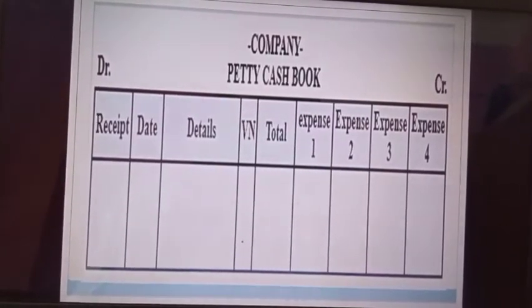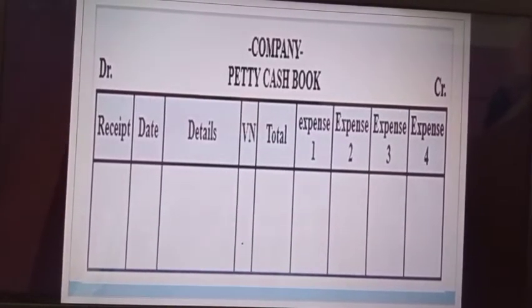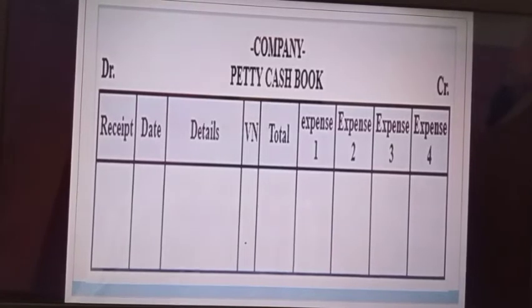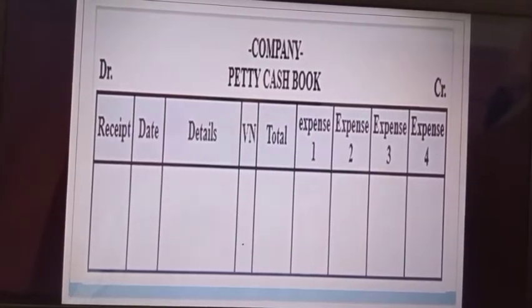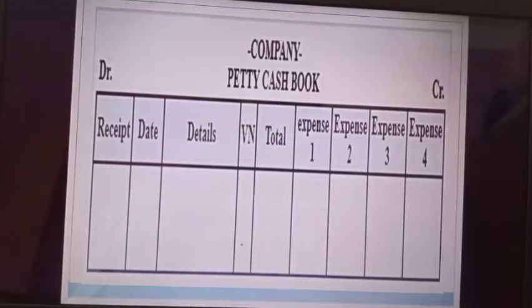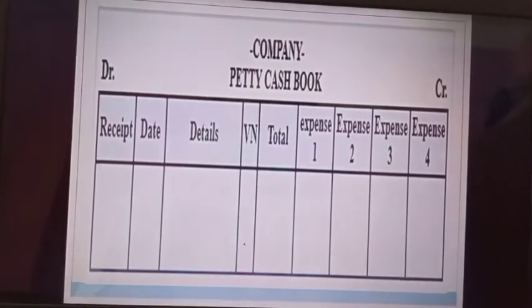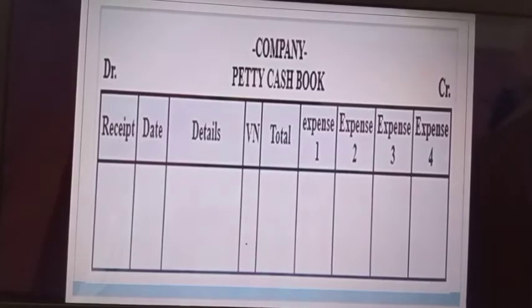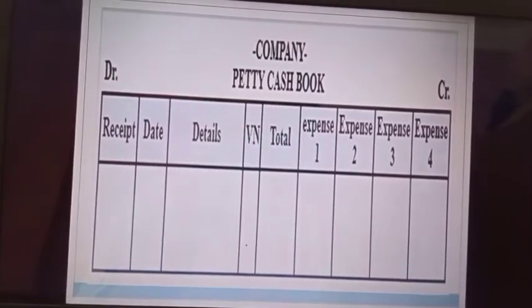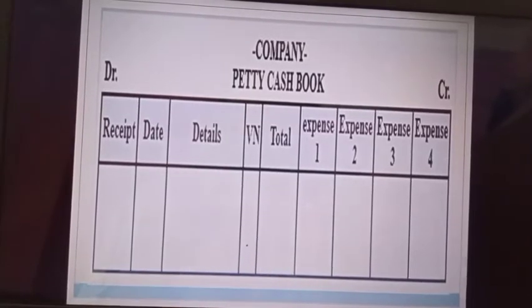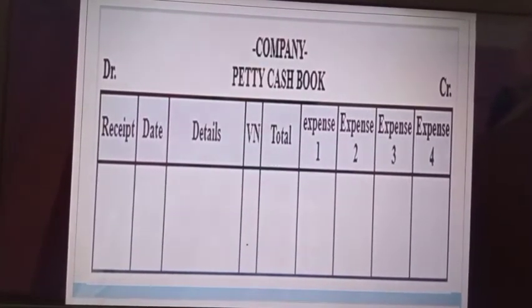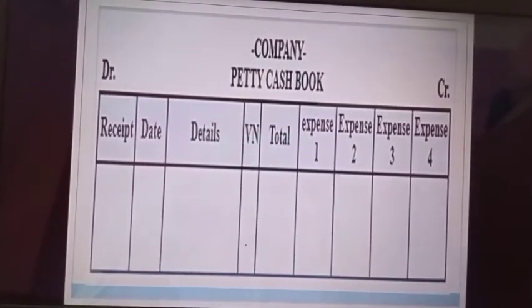That means expense 1 can be for postage, expense 2 can be for fare, then expense 3 can be for cartridges. So all these things. Okay, and date wise we will record these expenses. So a petty cashier, whenever he receives a certain amount of money from the owner of the business, he records that in the debit side in the receipt column.